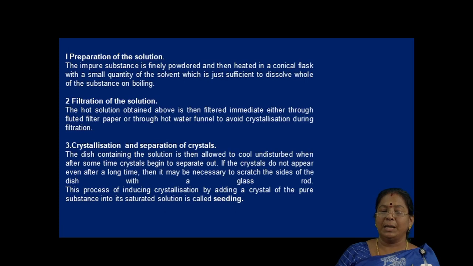There are 4 steps. First step is the preparation of the solution. The impure substance is finely powdered and then heated in a conical flask with a small quantity of the solvent. Second step, filtration of the solution. The hot solution is filtered immediately through fluted filter paper. Fluted filter paper means a specially folded paper. Then a hot water funnel is used to avoid crystallization during filtration.